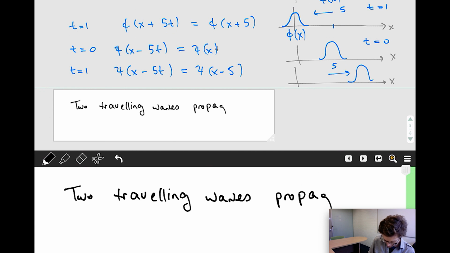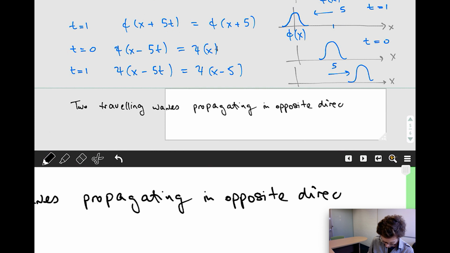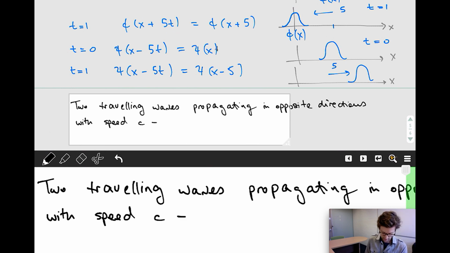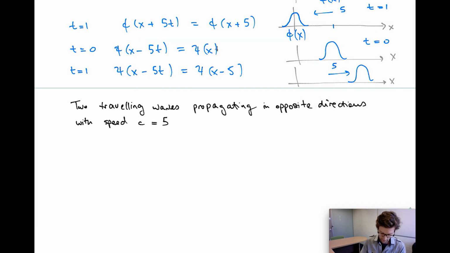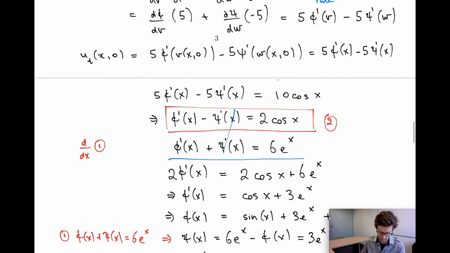So they're propagating, or moving, in opposite directions with the same speed. And that speed is given by c, which appeared in our wave equation as the constant that was multiplying the second derivative with respect to x.